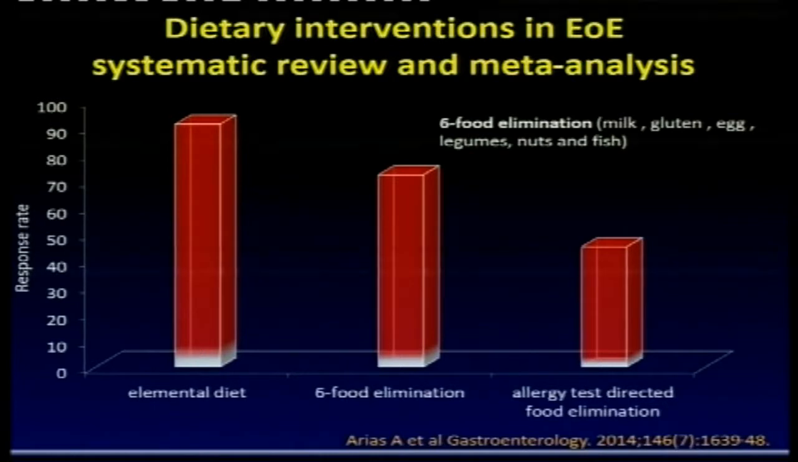And if you compare between 3 diets, including elemental diet, 6 food elimination, including milk, gluten, egg, legumes and nuts, and fish, and the last one, allergy testing diet, you see elemental diet reaching more than 90% in induced remission, compared to 6 food elimination and allergy testing. So this is the only data that shows elemental diet is still the choice after steroid.